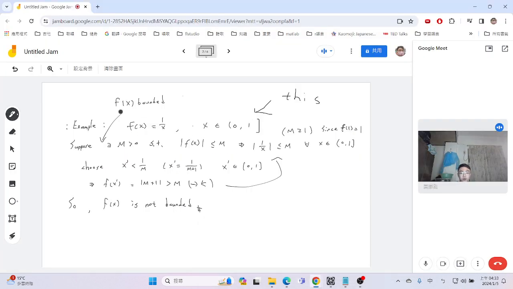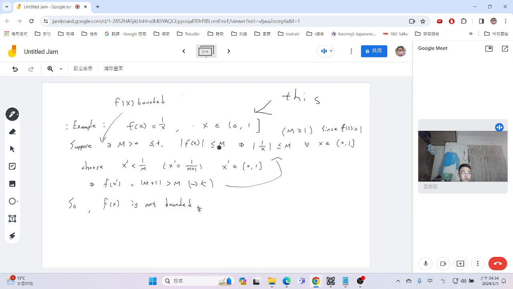For example, the function f(x) equals 1 over x. x is defined on this interval. We use a proof by contradiction. Assume that the function is bounded, and its absolute value upper bound is m. m is greater than or equal to 1.